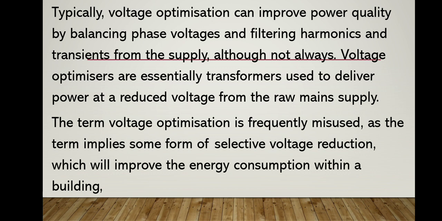Typically, voltage optimization can improve power quality by balancing phase voltages and filtering harmonics and transients from the supply. Although not always, voltage optimizers are essentially transformers used to deliver power at a reduced voltage from the raw mains supplies. The term voltage optimization is frequently misused, as the term implies some form of selective voltage reduction which will improve the energy consumption within a building.